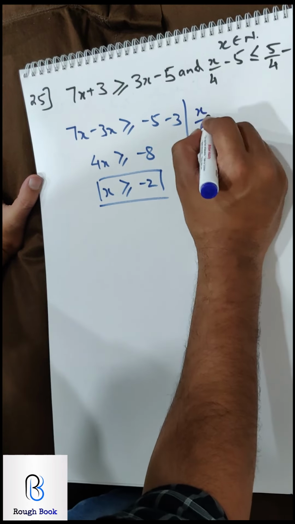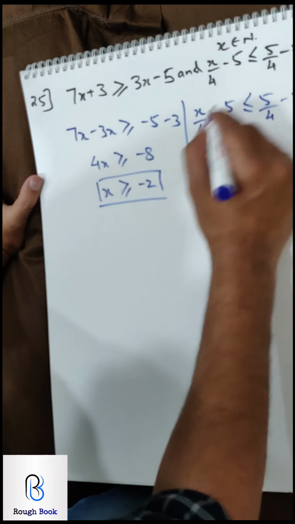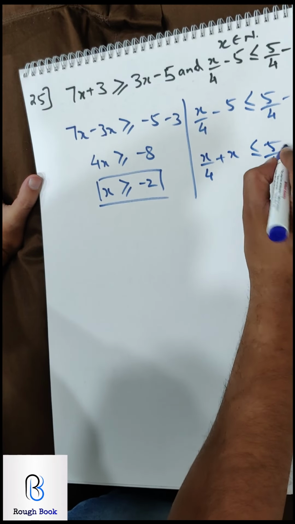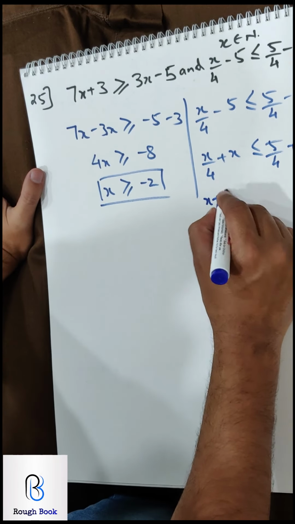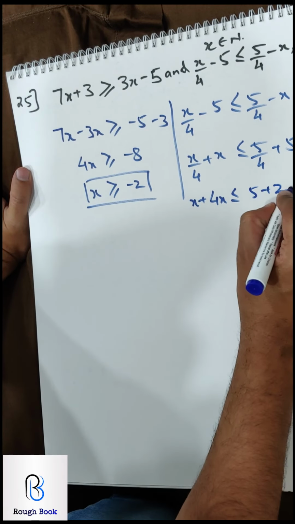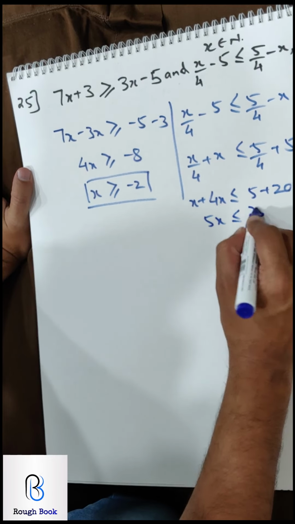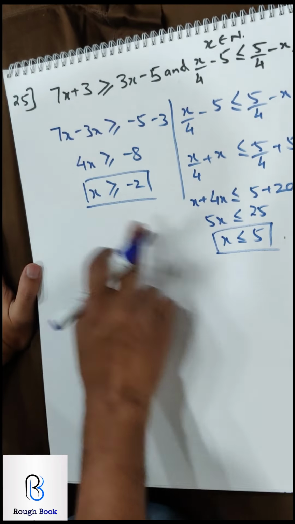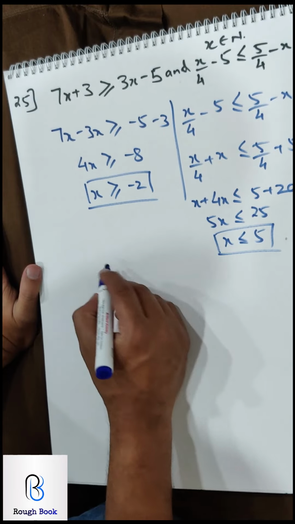Likewise the second part, x by 4 minus 5, 5 by 4 minus x. Getting the x's together. So here I'll have to take the LCM as 4. So x plus 4x less than equal to 5 plus 20. So 5x less than equal to 25, x less than equal to 5. So let us connect these two. This and this, so I'll have to connect both.